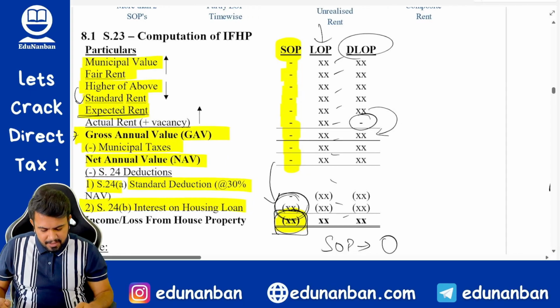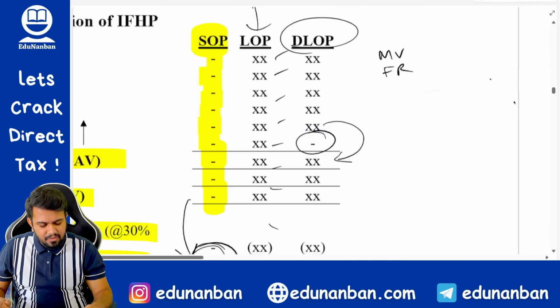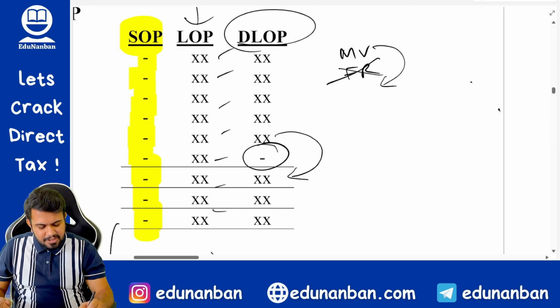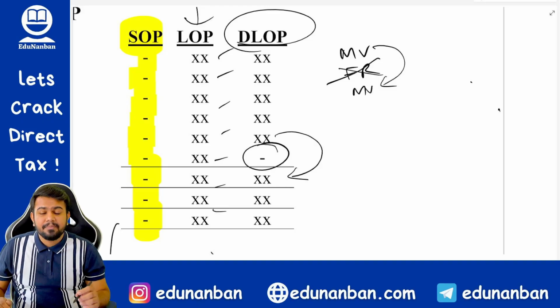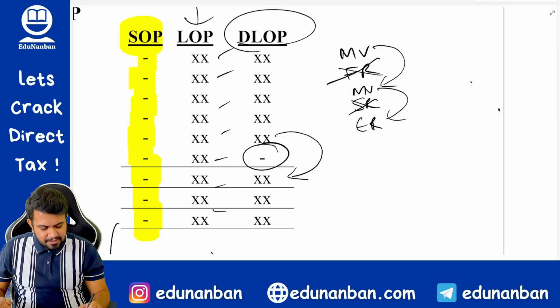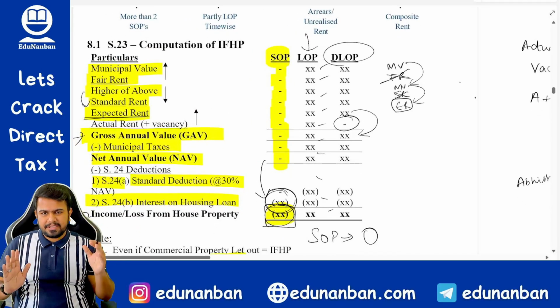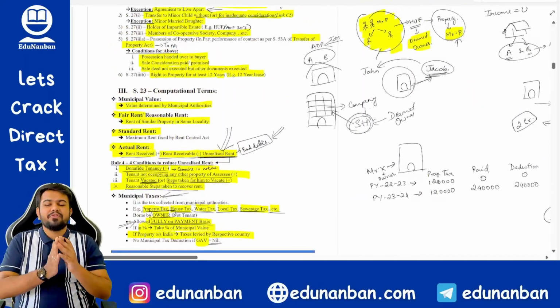Also one more point. In question, sir, what if they gave me municipal value but they did not give me any fair rent? Fair rent is not given in the question. So what should I do? Then don't consider fair rent. Directly take municipal value in the next step. Okay, sir, I took municipal value in the next step. Now the question does not give me standard rent also. What to do? If standard rent is also not there, then directly take this municipal value as expected rent. So if any value is missing, then you ignore that step and go to the next step directly. Fine. So this is the basic calculation of income from house property.